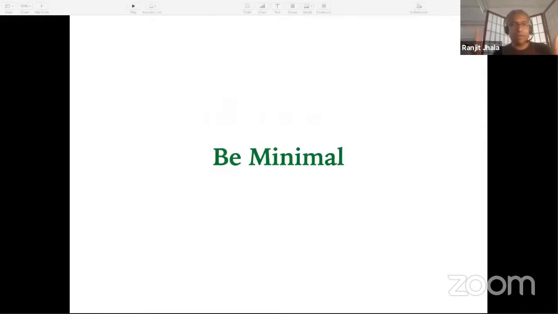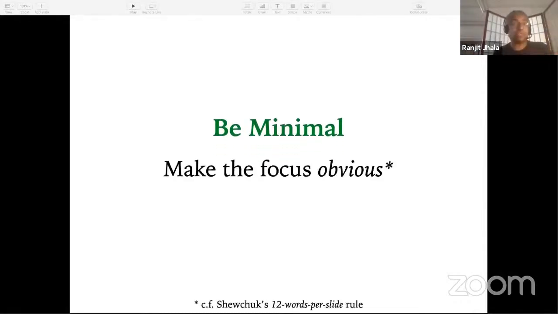If there's literally 2 words on the slide, what else are you going to look at? Being minimal essentially makes the focus obvious. So Jonathan Shuchuk has a nice talk on how to make talks, and I have a link to it later in this. I'll point you to it.